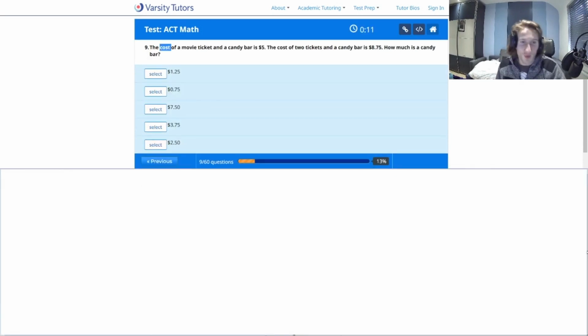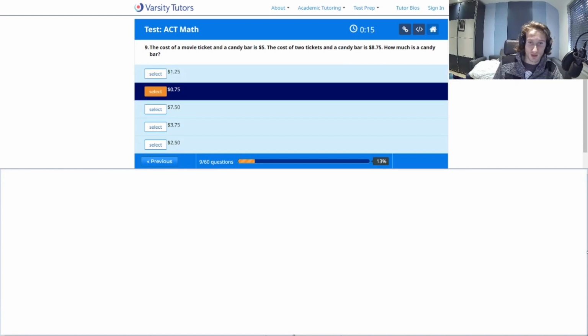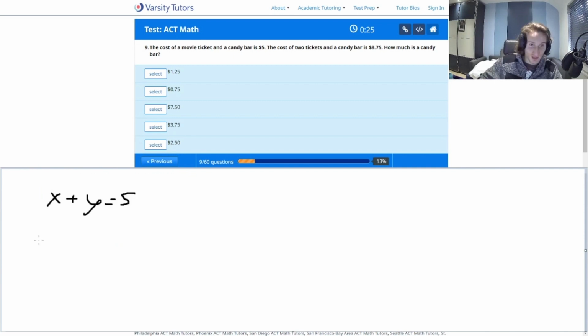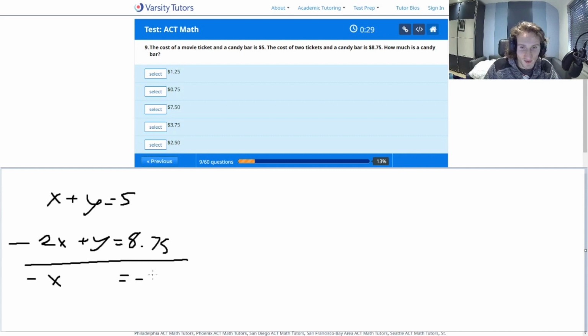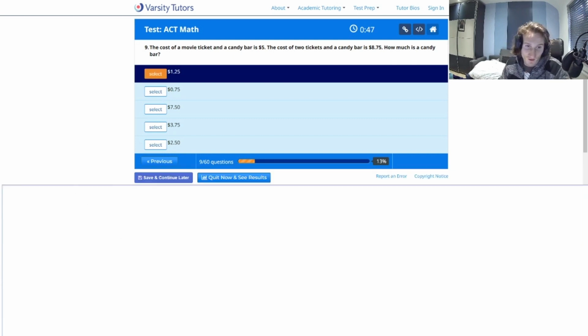Yes, that one. The cost of a movie ticket and a candy bar is $5. The cost of 2 tickets and a candy bar is... Oh, okay, so that's just simultaneous equations. So my 2 simultaneous equations are x plus y is 5 and 2x plus y is 875. And it's asking how much is the candy bar. The candy bar is $1.25.